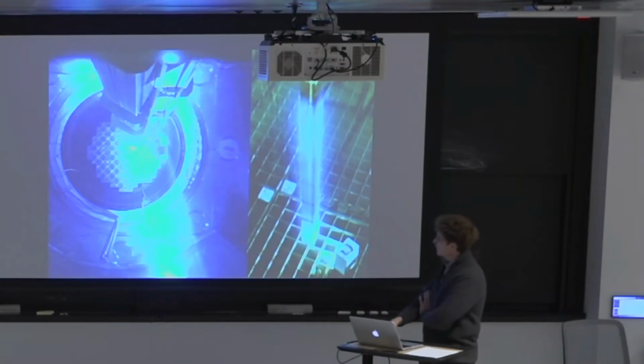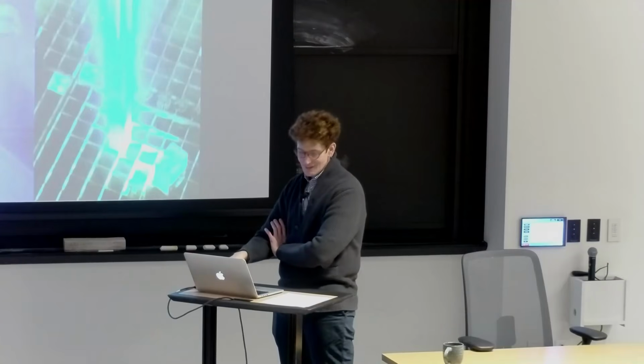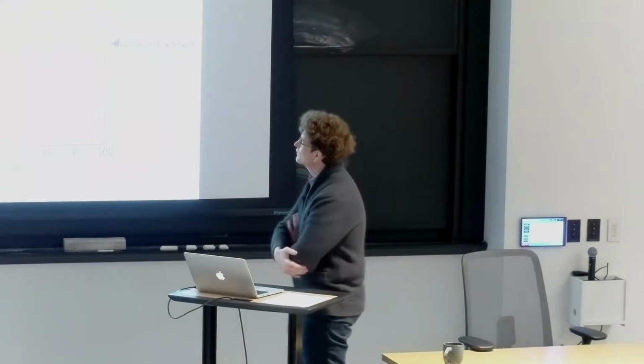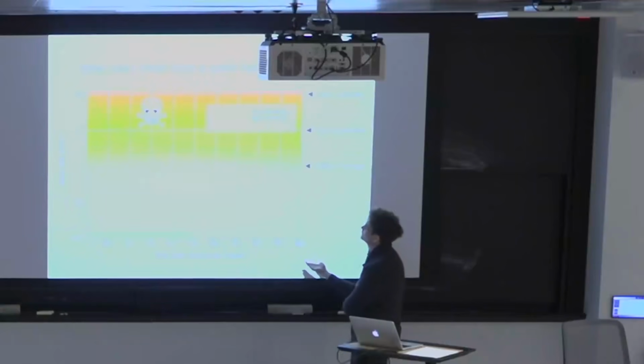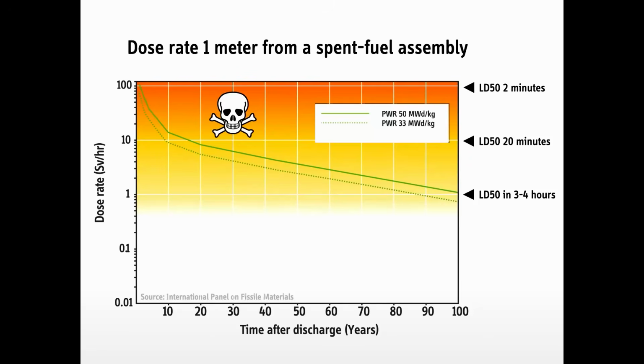So how spicy are these things? Here's a good way to understand that. This is a function of the time after discharge of a single bundle. And we have two bundles for you. The old fuel, 33 megawatt days per kilogram.